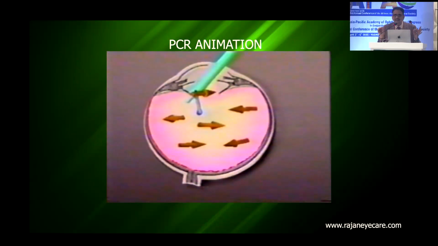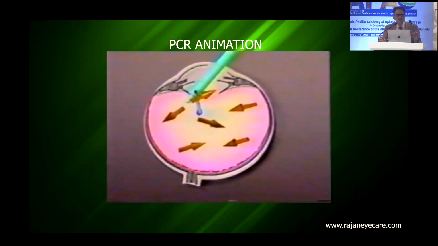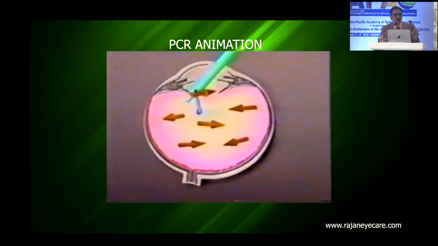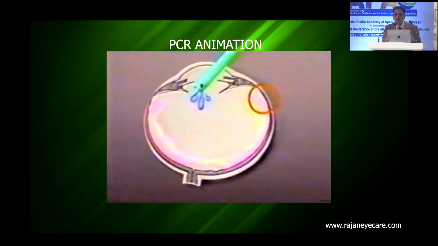See, if you understand this animation, this animation is the most important thing. When you have PCR, if you have coaxial irrigation aspiration, coaxial means the irrigation and aspiration are in the same port. That will enlarge the PCR and the PC rent will become more and more, and vitreous will start coming into the anterior chamber.